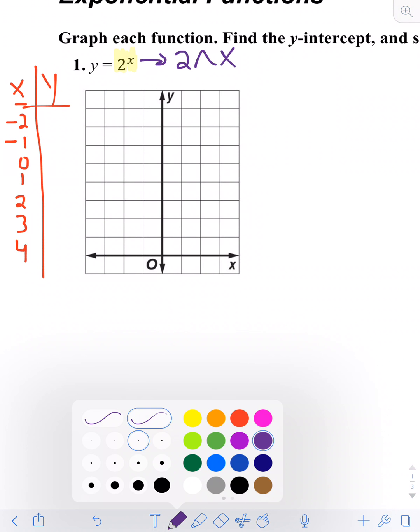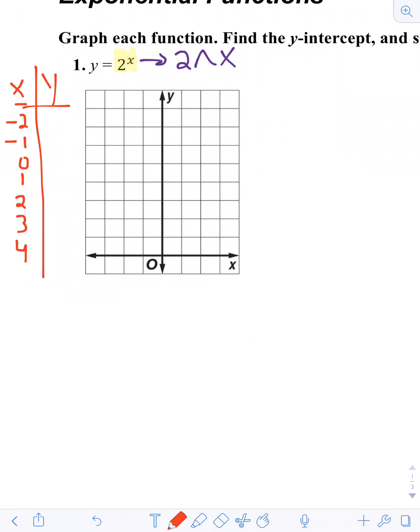So my y values here, and you should be following along, are 0.25, and then I have 0.5, then I have 1, 2, 4, 8, and 16. So what I want you to notice, if you look at your table, 1 to 2, 2 to 4, 4 to 8, 8 to 16, it's doubling. So these are all doubling, so keep that in mind.